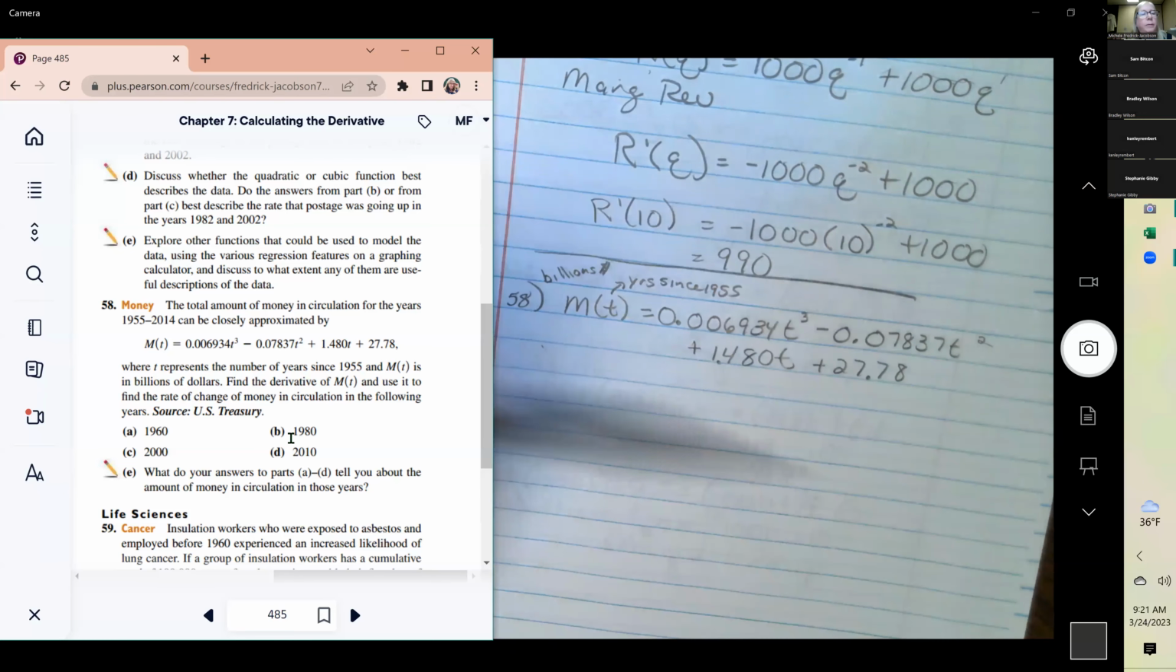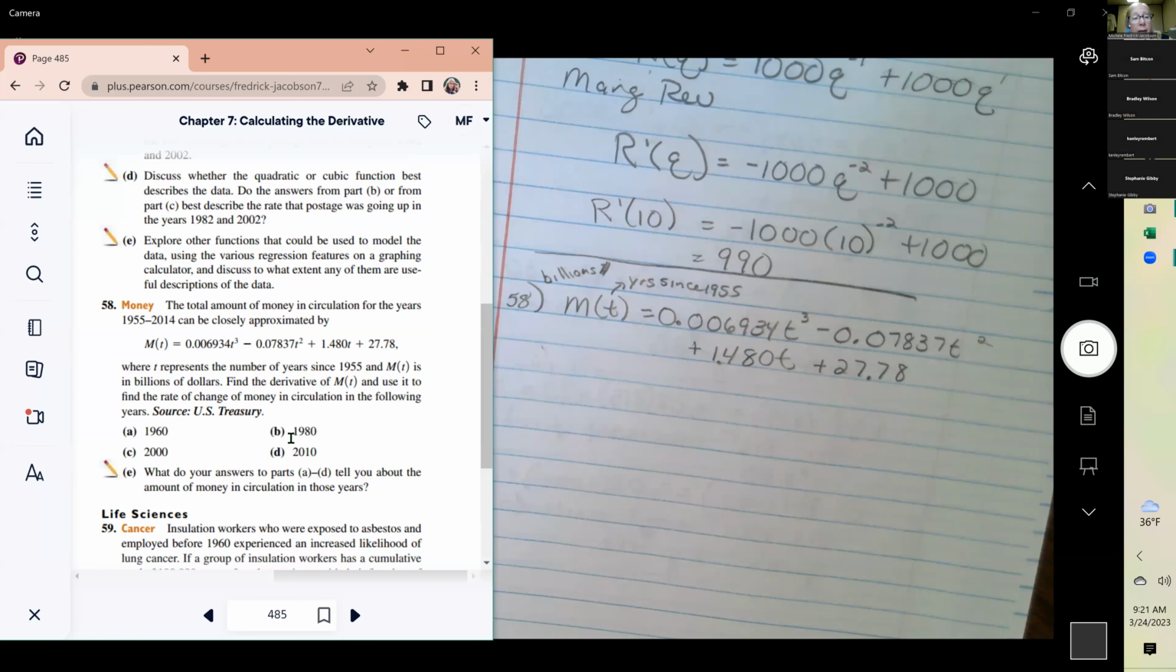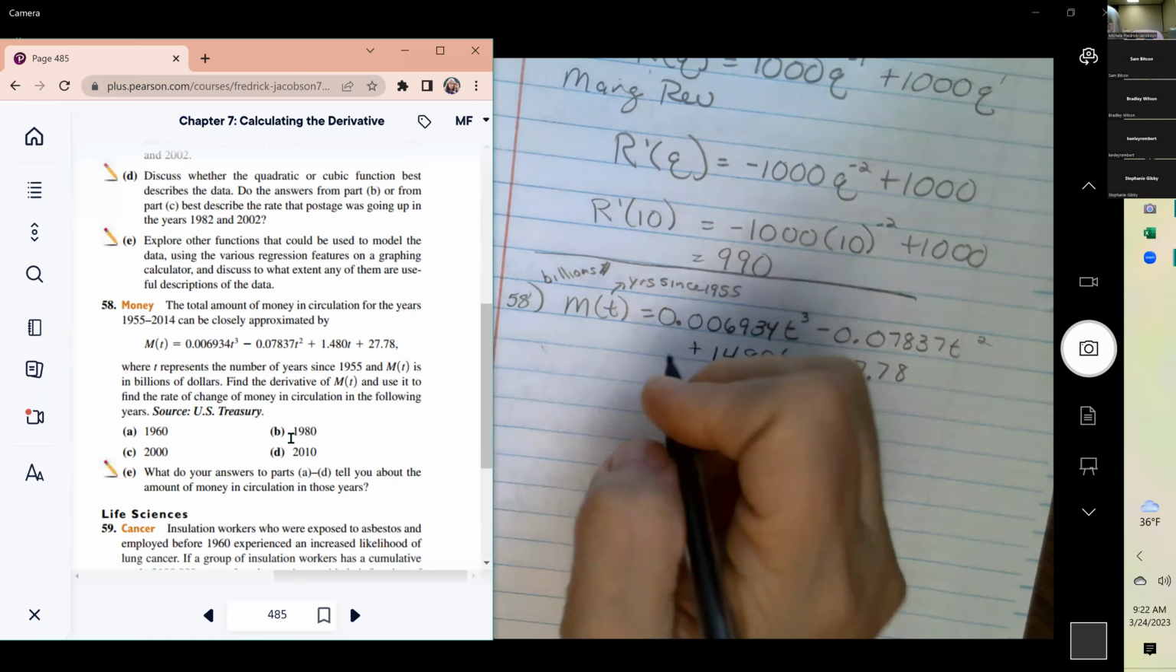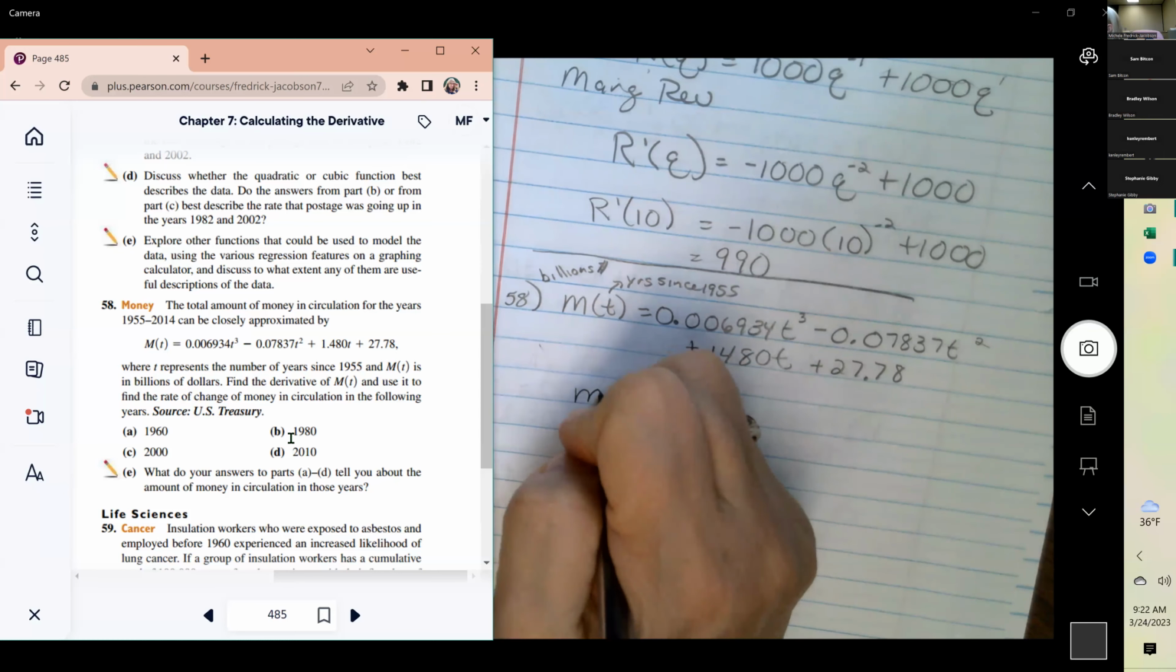Let me take the derivative first. Find the derivative of M of T and use it to find the rate of change in money in circulation in the following years. So what you're seeing is we're going to 1960. How did it change? How much did it go up or down in 1961 and so on? So first thing we need to do is find the derivative because that's our instantaneous change.